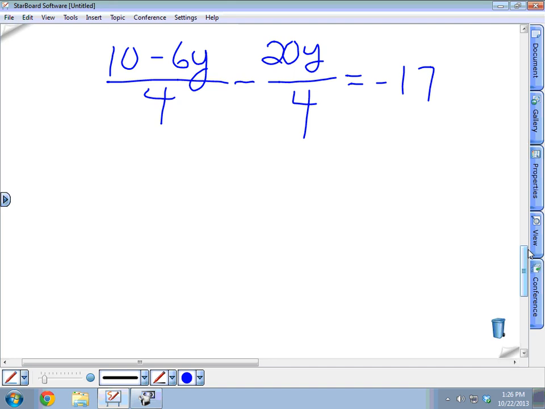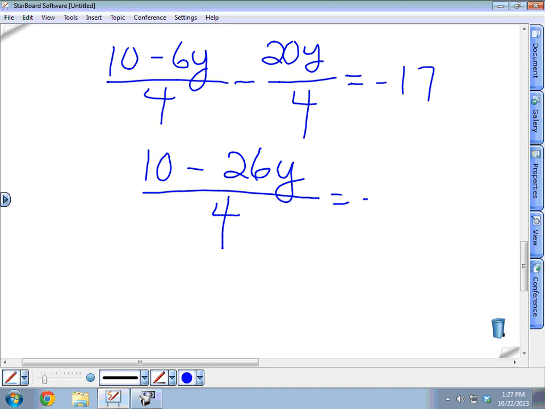Okay. And so now I can just subtract across the top. And by subtracting across the top, I'll get a common numerator over 4. So 10, and what's 6y minus 20y? Anyone? 6y minus 20y. Minus 6 minus 20. Minus 26. Okay. Just making sure we're all on the same page. Over 4 equals negative 17.